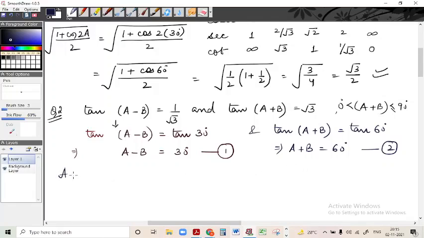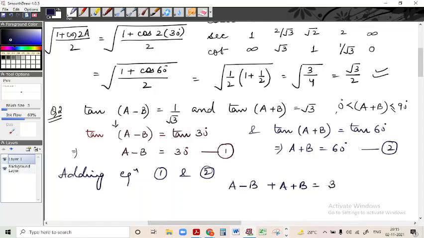So adding equation 1 and 2. So a plus a minus b plus a plus b will be equal to 30 plus 60 degree. So which is further equal to, b is cancelled out. We left with 2a, which is equals to 90, which further implies a is equals to 45. Okay, so angle a is obtained.